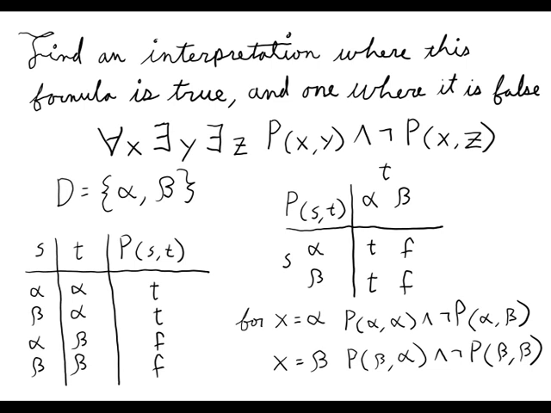Alternatively, if x is set to beta, we can again make the formula true by setting y to alpha and z to beta.